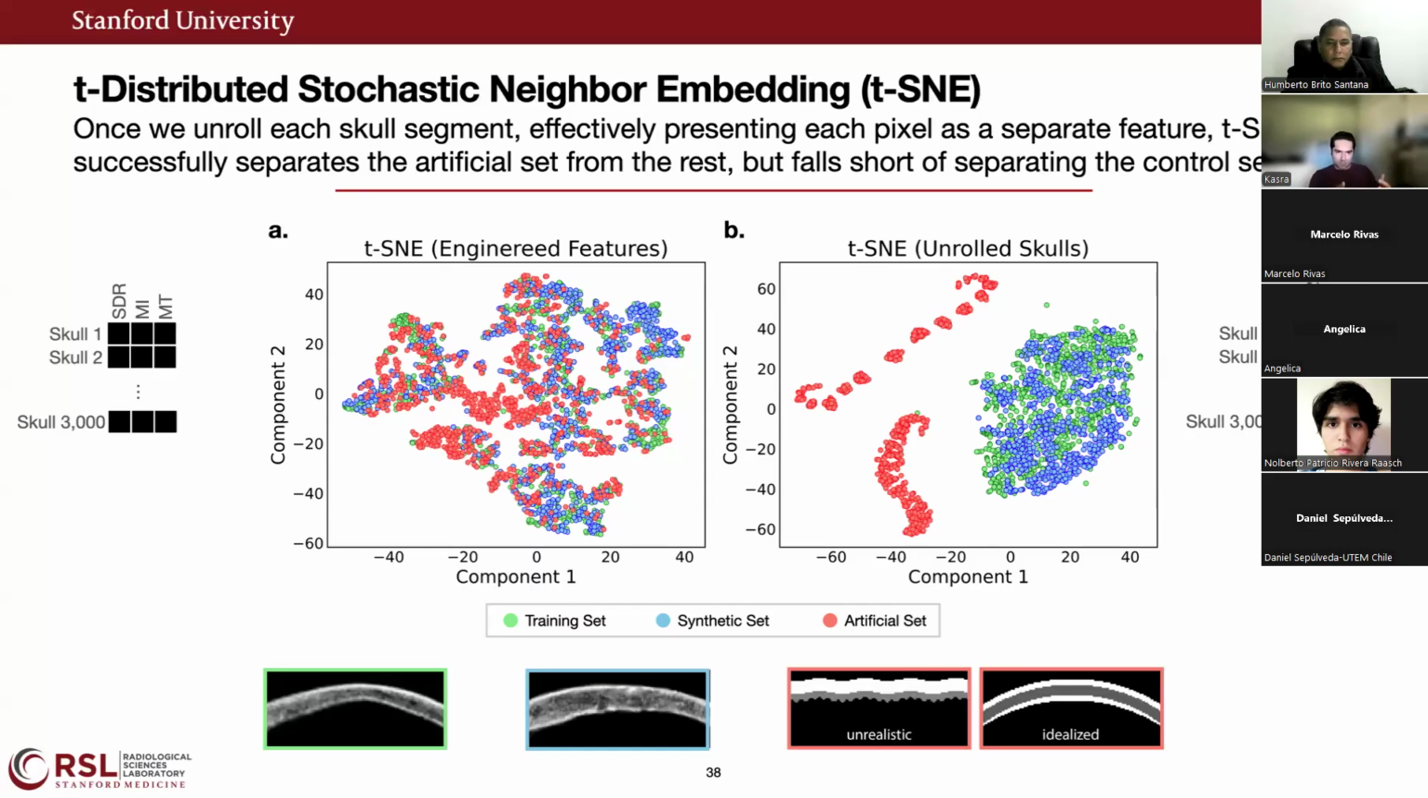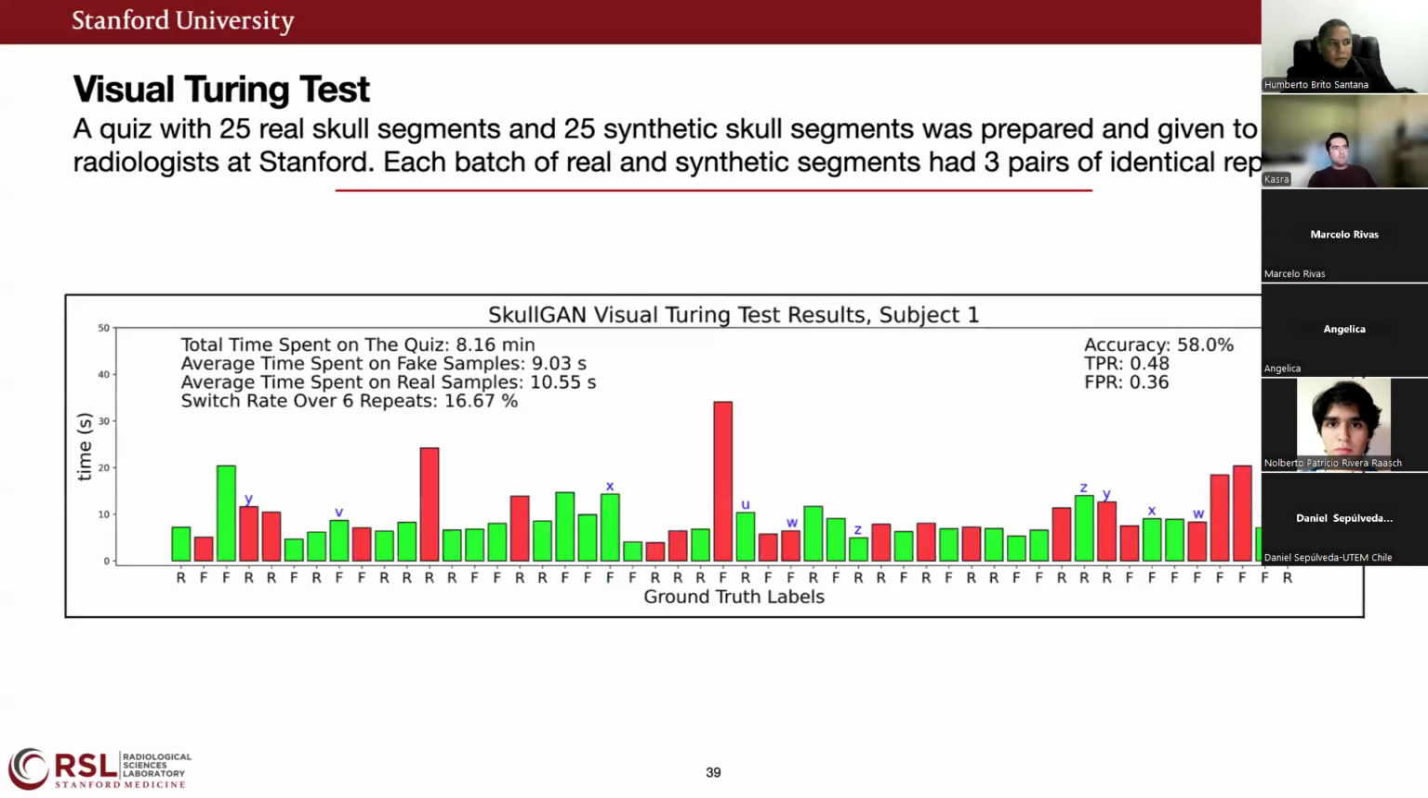Okay, this was heartwarming, right? We were happy at this point that TSNE could not separate these 2, which suggests that what we were able to generate with SkullGAN was realistic enough. But again, we thought this may not be too definitive. The next thing we did, we actually just put together a quiz. We had a quiz where we had 25 synthetic skull CT segments and 25 real skull CT segments.